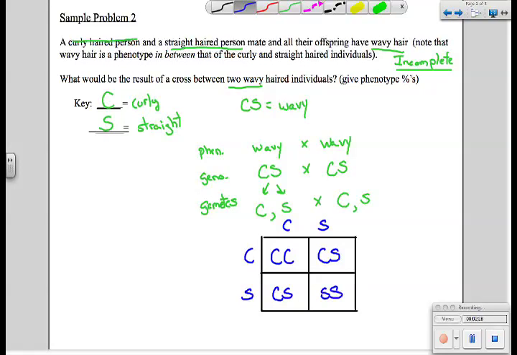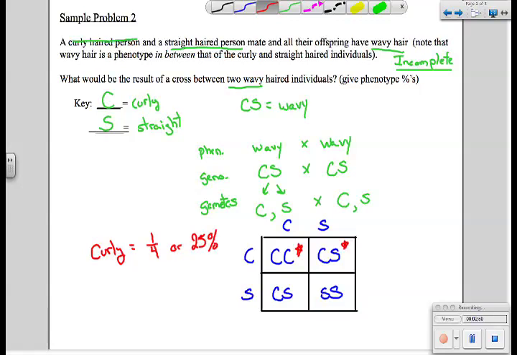Now let's take a look at what the kids look like. Capital C, capital C. This is a curly-haired individual. I can look through my boxes and I notice that I don't have any other curly hairs. So 1 out of 4, or 25%, has curly hair.